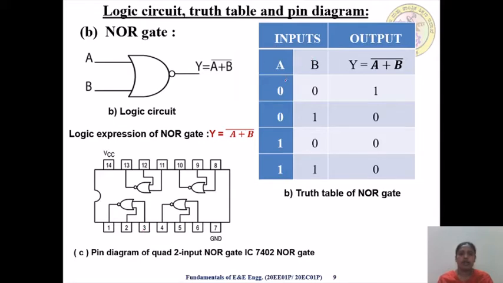Here the input terminals are A and B, the output is Y, and the expression is Y is equal to A plus B whole bar. When both the inputs are 0, the output is 1. When the inputs are 0, 1, the output is 0. When the inputs are 1, 0, the output is 0. When the inputs are 1, 1, then the output will be 0. This is how you need to verify the truth table of the NOR gate for all 4 gates.